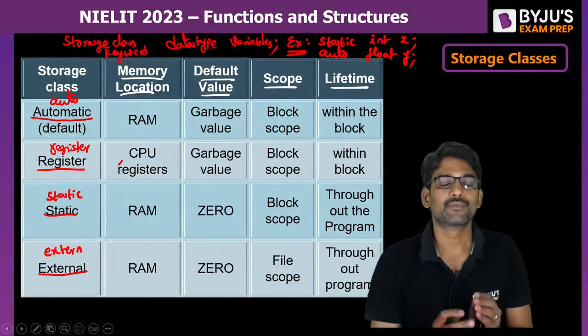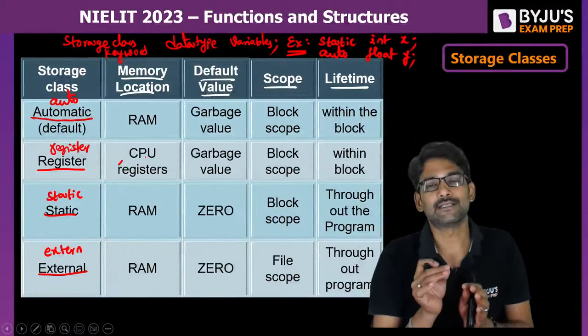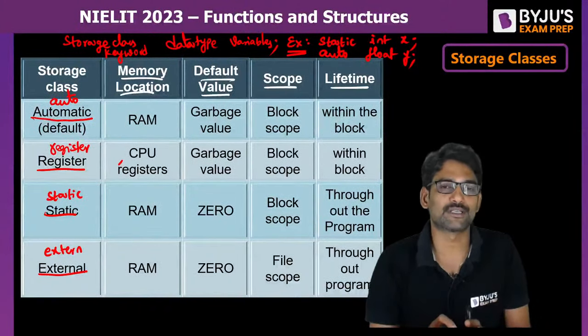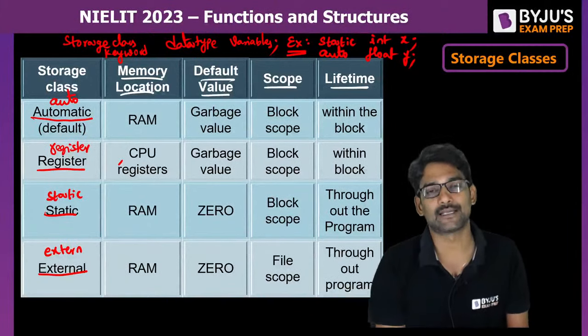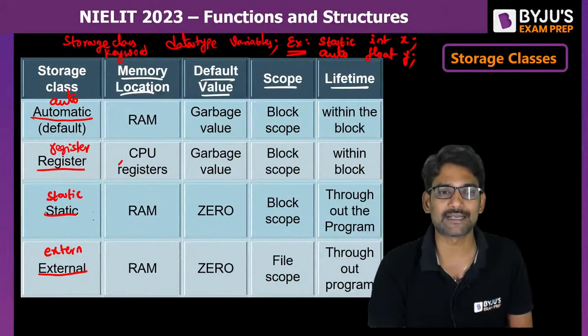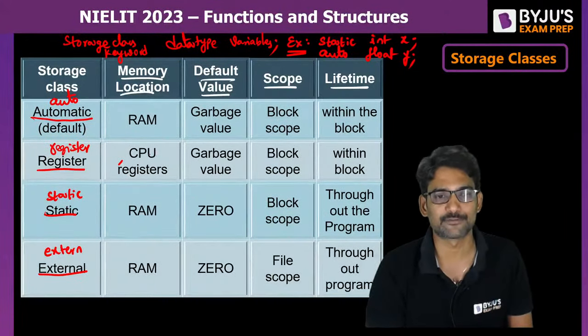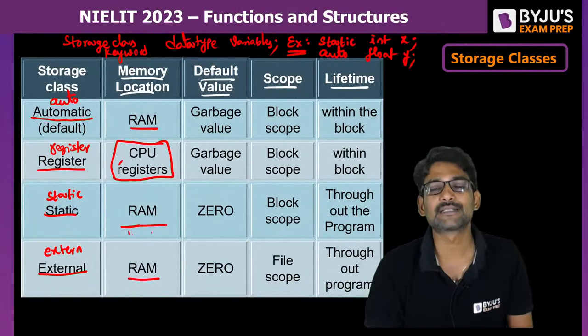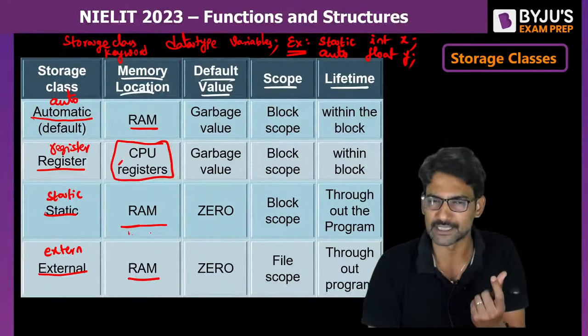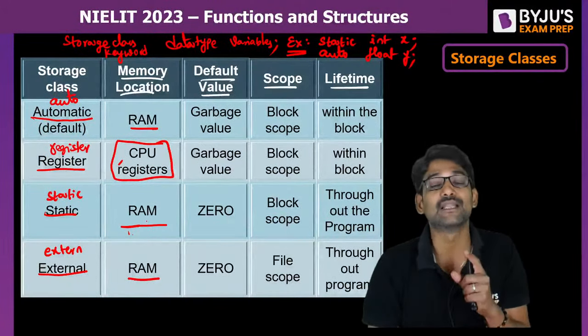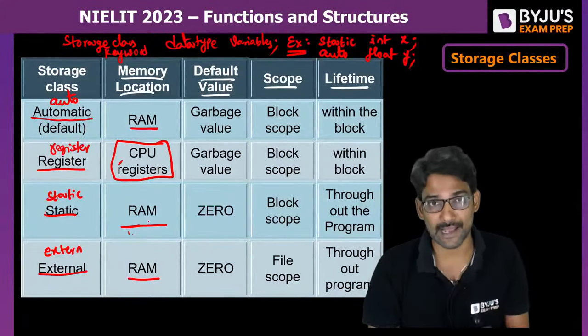So now if I apply automatic storage class or static or register or extern, where does the memory get allocated? Except for register storage class, for all the other storage classes, the memory gets allocated, 2 bytes, 4 bytes, 8 bytes, whatever the memory based on the data type, in the main memory or RAM.